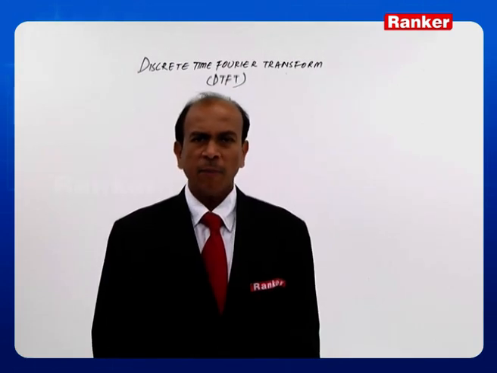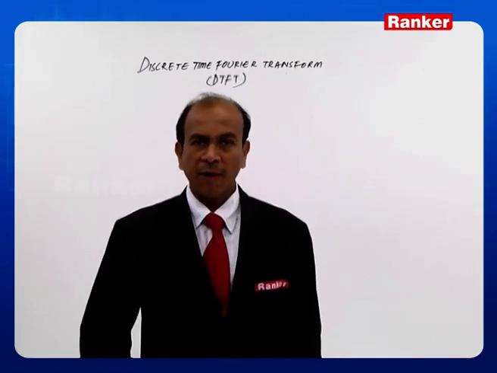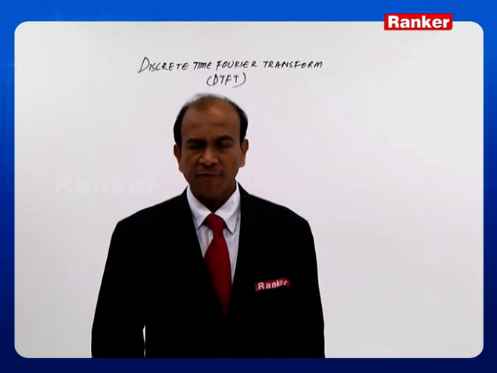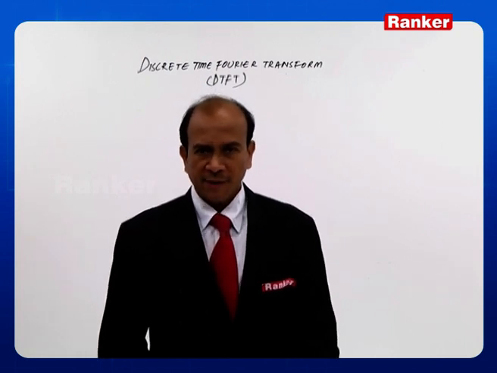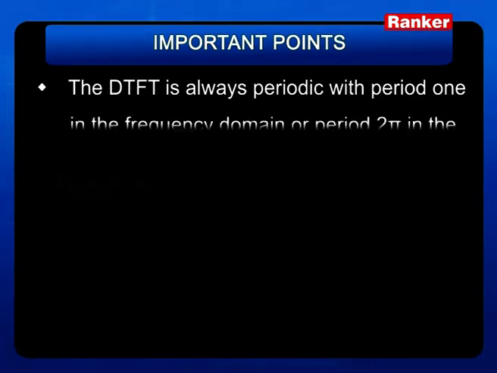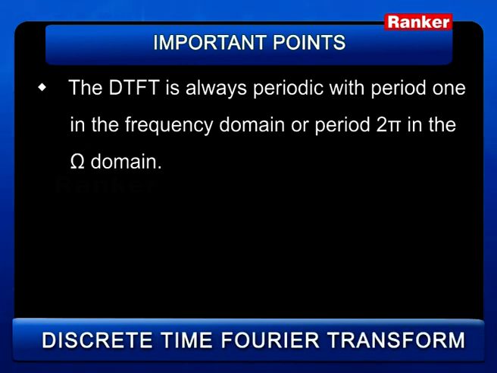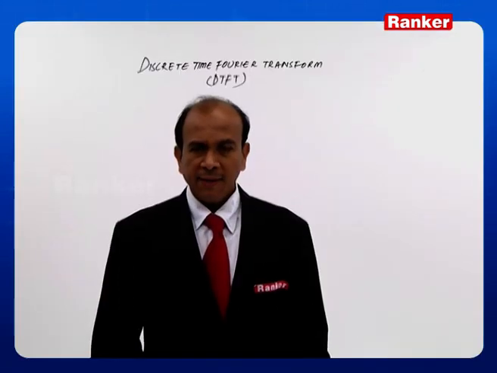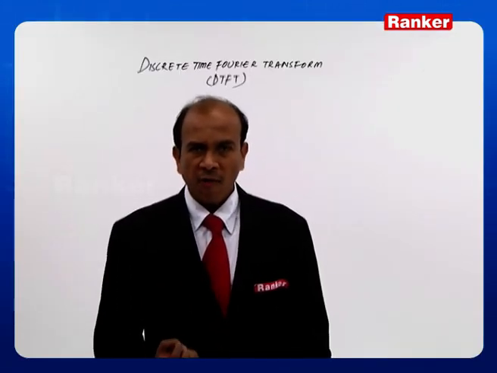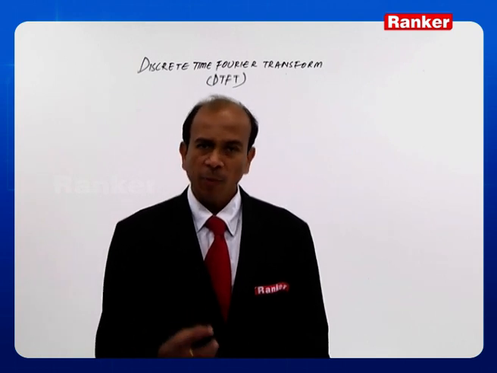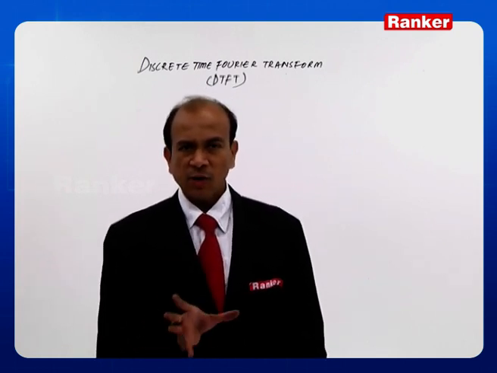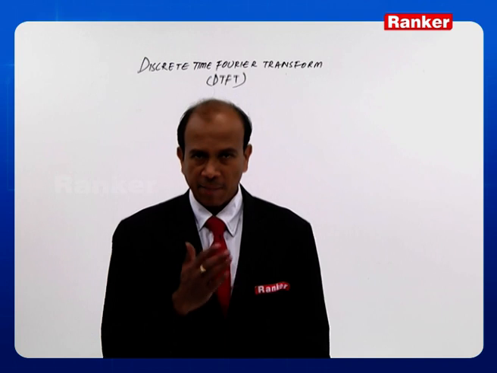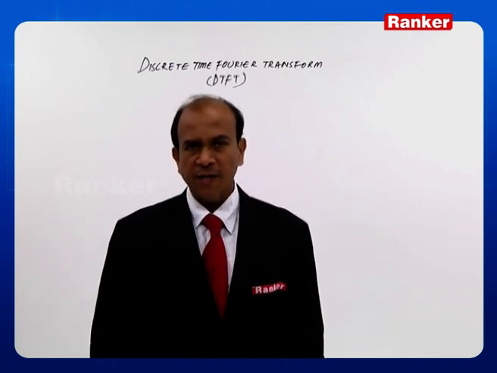Let us see a few important points in DTFT before we actually wind up this session on DTFT. Some of the points we will just summarize here. The first point is the DTFT is always periodic with a period 1 in the frequency domain, or period 2 pi in the omega domain. That means, in the continuous domain the period is 1, whereas in the discrete time it is 2 pi. So, this is always periodic. That is one important point which you should understand in the case of DTFT.